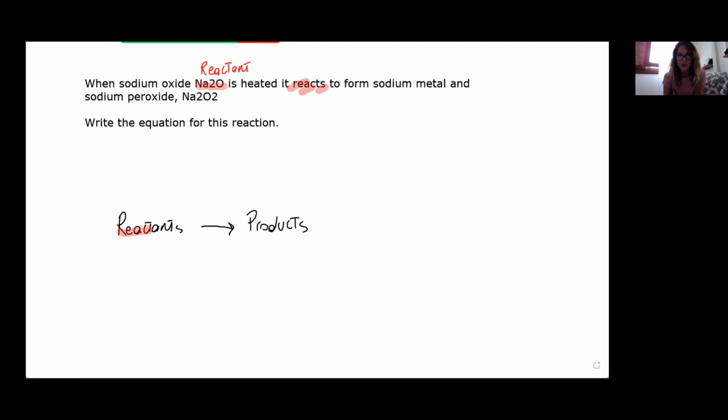because it reacts to form. If we keep reading, we see "to form". "To form" translates into that arrow because it shows the transformation from the reactant to a certain product. Then ask yourself, what does it form? What is formed is your product: sodium metal, in this case, and sodium peroxide. So we would have two different products for this reaction.